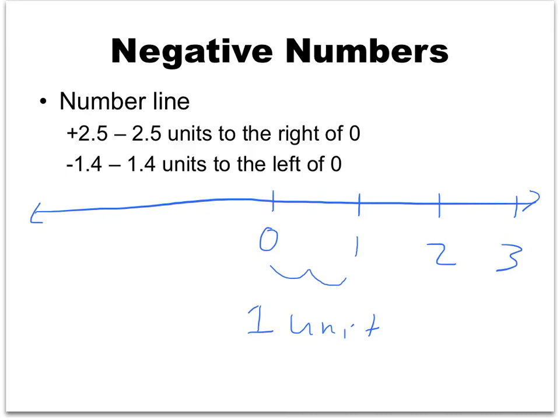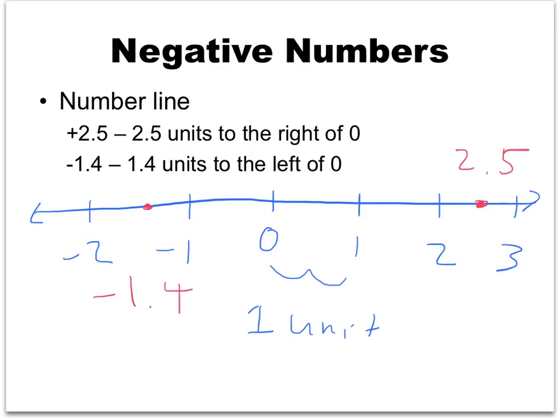Now to draw negative numbers, we're going to go to the left. We're going to go 1 unit to the left, so that's going to be a negative 1. We're going to go 1 more unit to the left, that's a negative 2. Now the number positive 2.5, we're going to go 2.5 units to the right and put a dot there, so that's 2.5. Now negative 1.4, we're going to go 1.4 units to the left, so there's 1 unit to the left, and then another 0.4 units. So 0.4 units is not quite a half of a unit, so we'll put a dot right there, and that is the number negative 1.4.